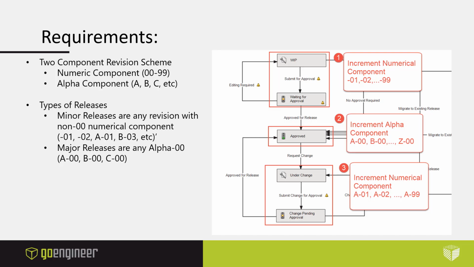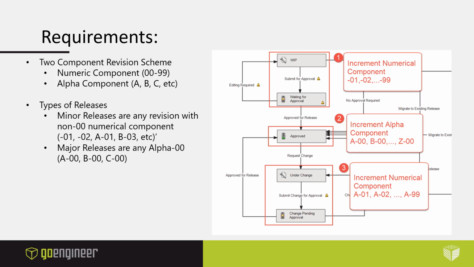Minor releases that are any revision with a non-double zero numerical component, which essentially goes like -01, -02, A-01, B-03, and so on. Major releases are any alpha release followed by a double zero, such as A-00, B-00, C-00, and so on.